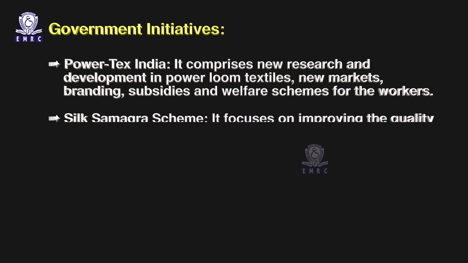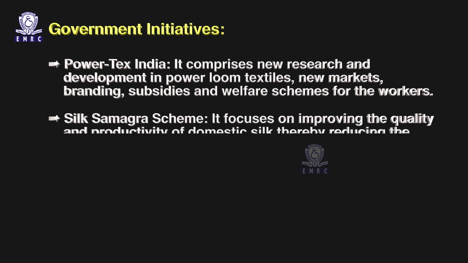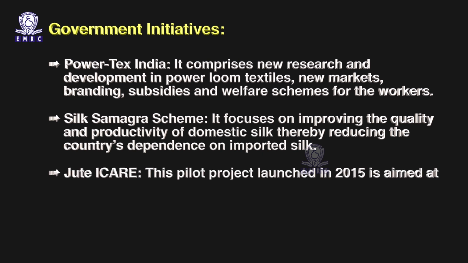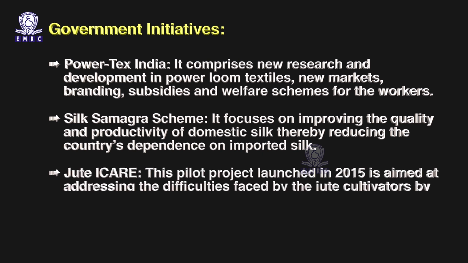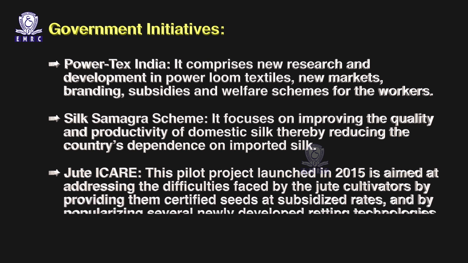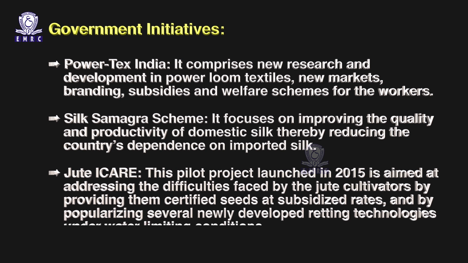Next we have the Silk Samagra scheme. It focuses on improving the quality and productivity of domestic silk, thereby reducing the country's dependence on imported silk. Next we have Jute ICARE. This pilot project was launched in 2015 and it is aimed at addressing the difficulties faced by jute cultivators by providing them certified seeds at subsidized rates and by popularizing several newly developed retting technologies under water-limiting conditions.